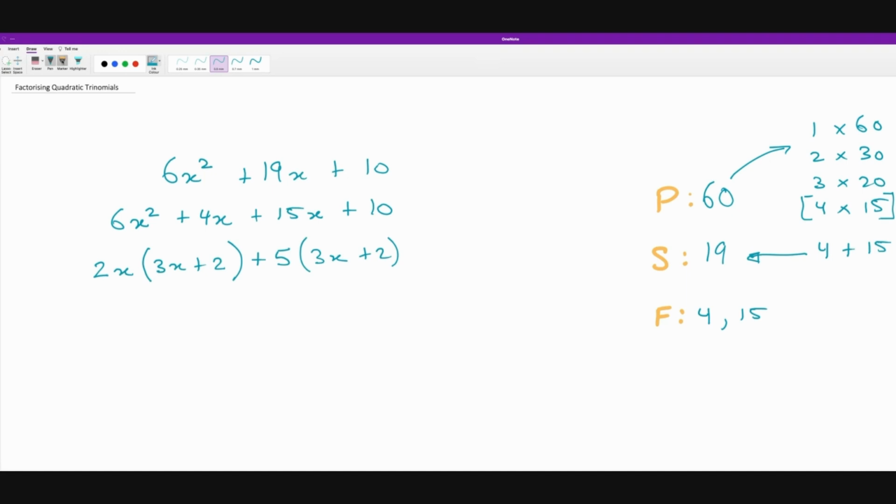And this is good because we can see we have this repeating group over here. When we have this repeating group, we can factor that out as its own factor, so 3x plus 2. And whatever's remaining can become its own bracket. So this 2x and plus 5 will go into another bracket. 2x plus 5. And that will be the final answer.